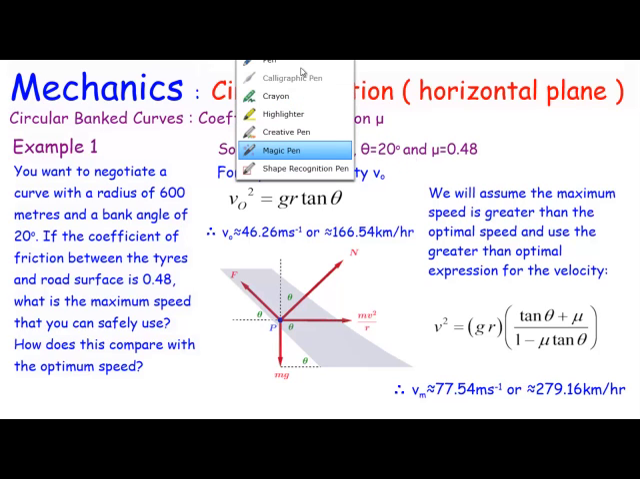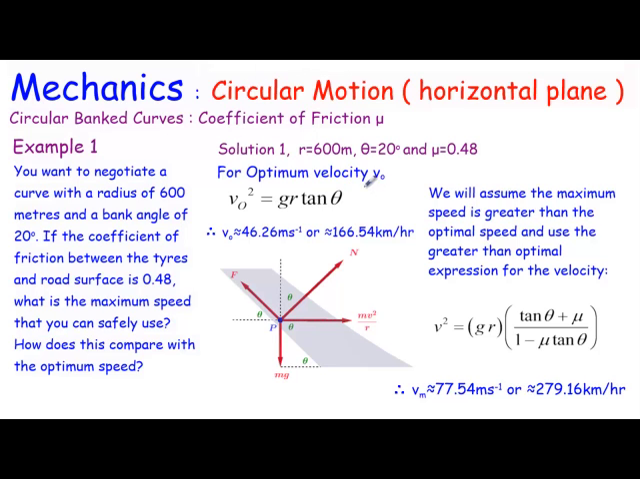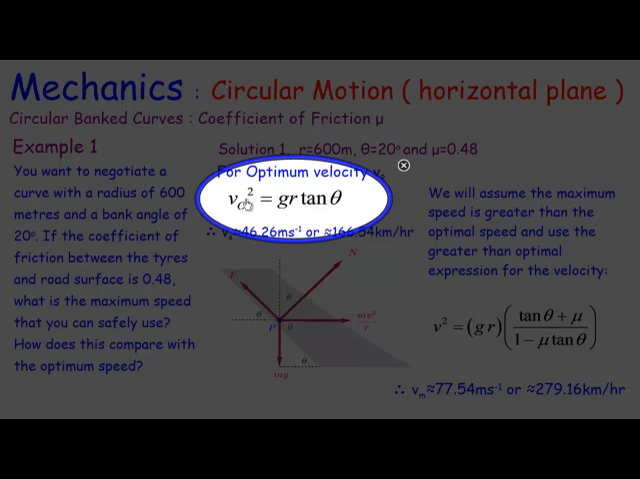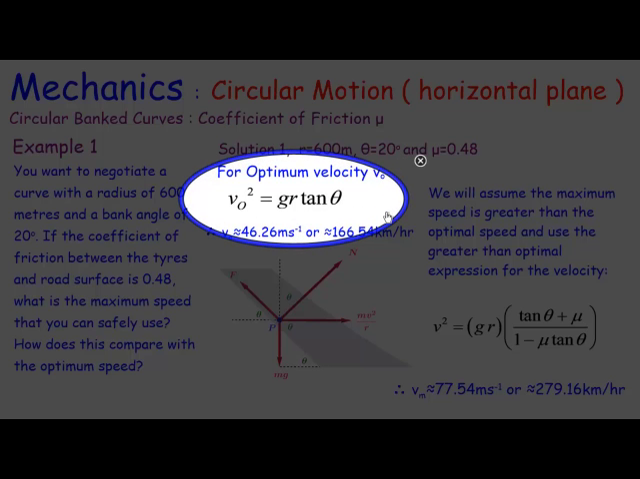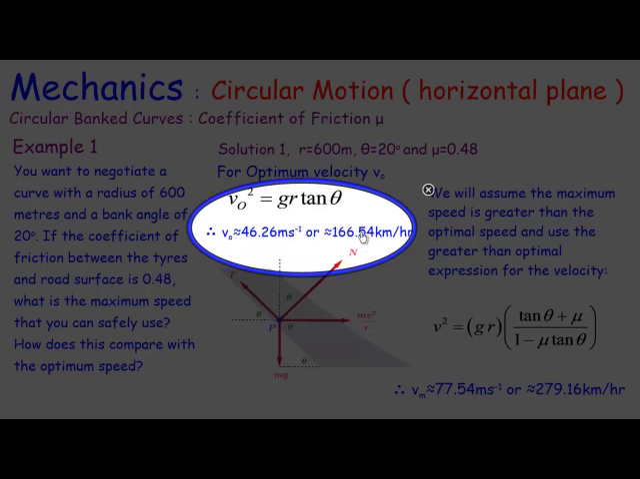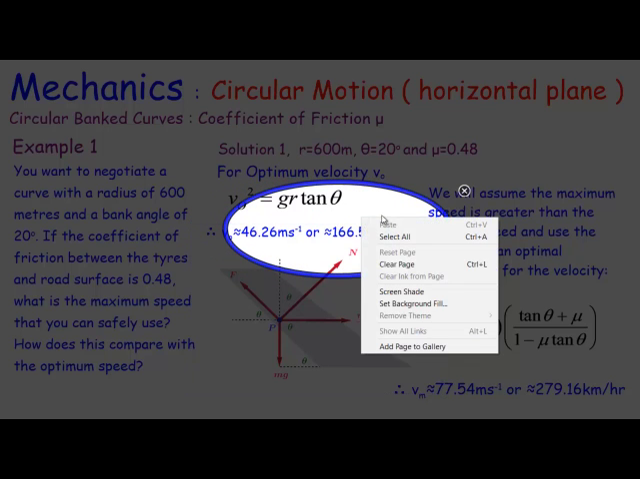Now I'm just going to jump straight into this one here, which is the optimal velocity. You can see here, this is the optimal velocity for a particular banking of theta and a radius of r, and we used gravity 9.8 meters per second squared, which I should have mentioned somewhere. We just pop it in and have a quick look at what our optimal velocity is for our particular curve. Now, you'll notice we don't actually use the coefficient of friction.